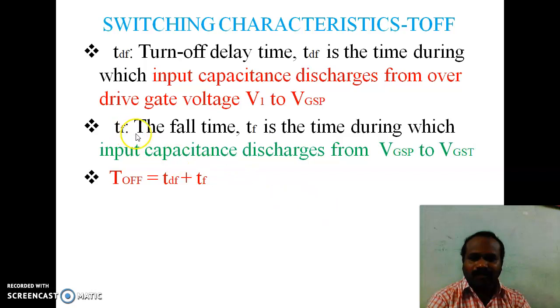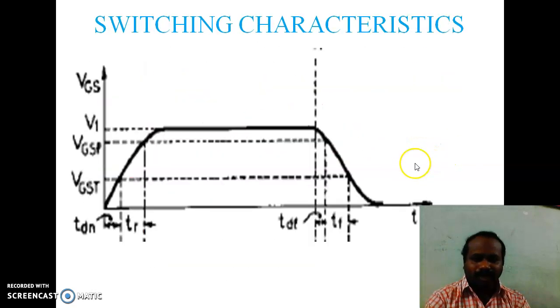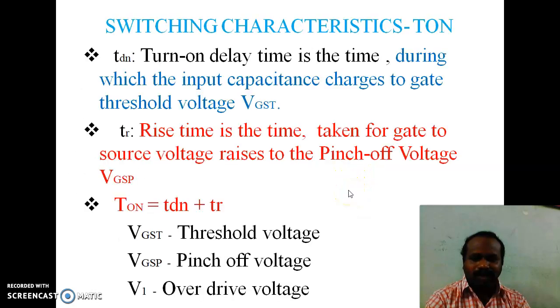And TF, that is the fall time. TF is the time during which the input capacitance discharges from VGSP to VGST. The time taken to discharge the capacitance from VGSP to VGST, where VGST means threshold voltage, is known as fall time.